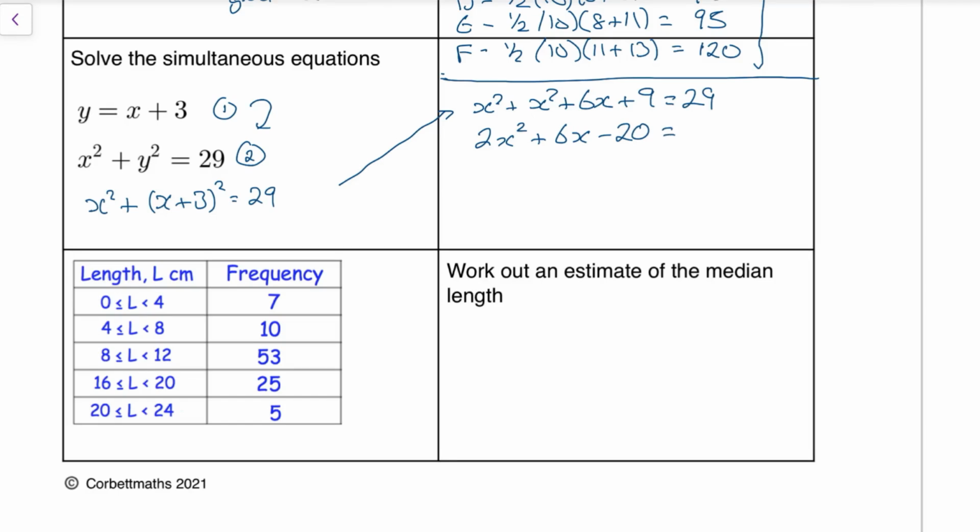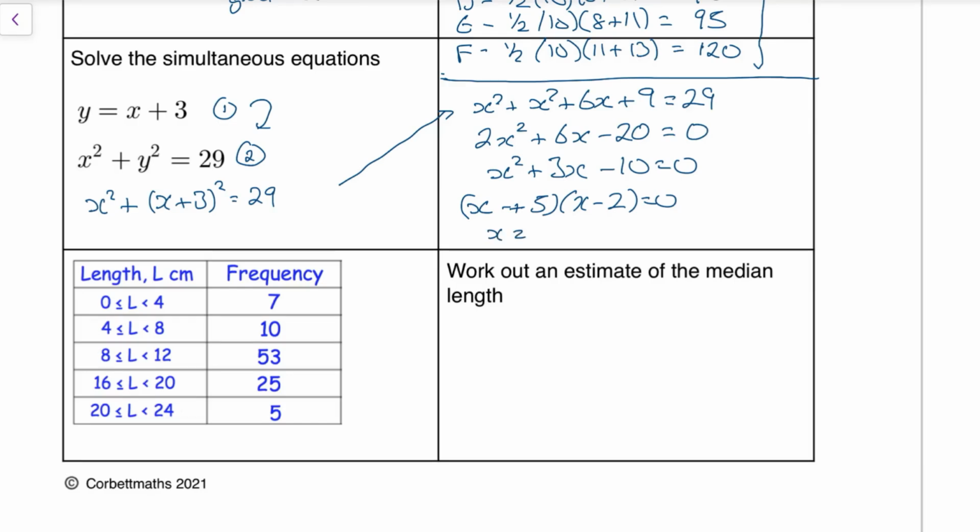So I can simplify this again. Well, that equals 0, so x squared plus 3x minus 10 equals 0, which means it's going to be, well, 10 is 5 and minus 2. So it's going to be (x plus 5)(x minus 2) equals 0.